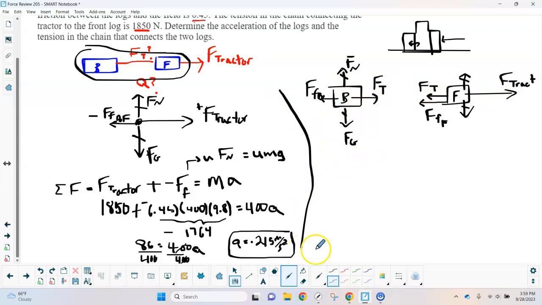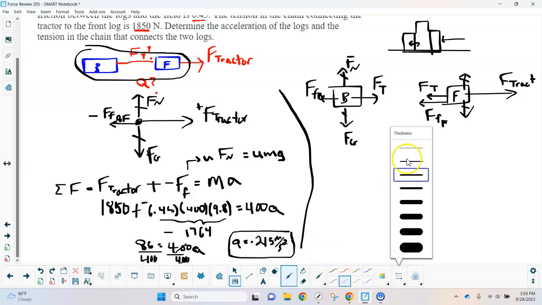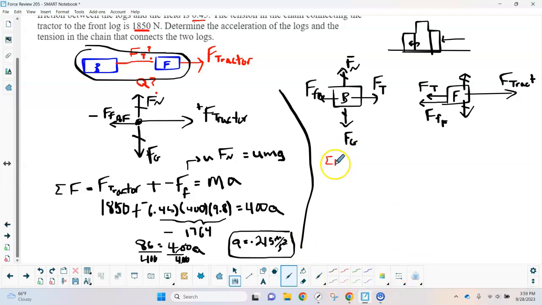So kind of doing the same type of work. You're starting with the sum of the forces on, this time, the backlog, is equal to the tension, which is positive, which is what we're solving for, plus a negative force of friction, just on the backlog, is equal to mass times acceleration. And this mass is the mass of our system, which is going to be B. So that is what we're going to use to try to solve for this last bit of information. Ft stays the same.